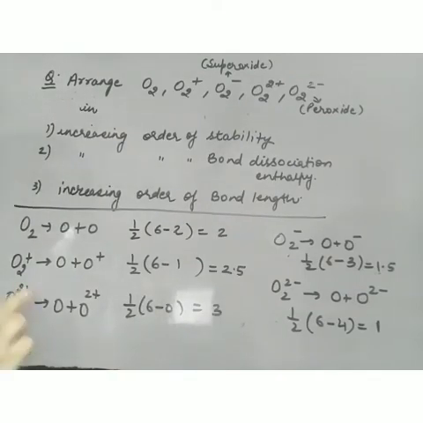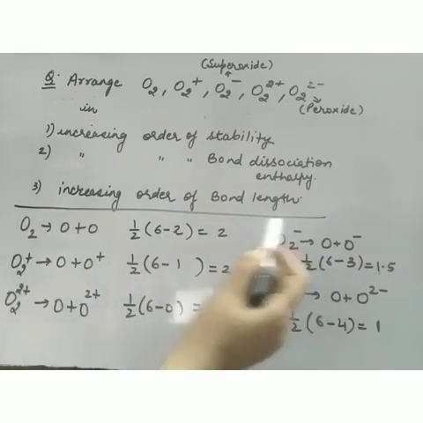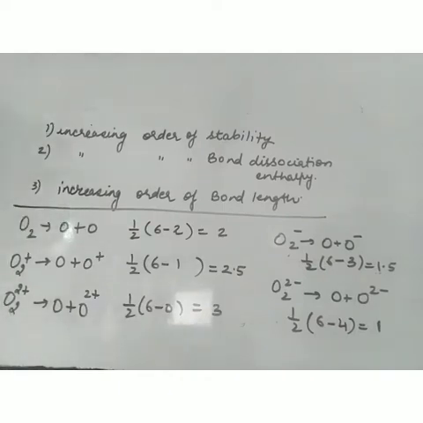Likewise O2 2 plus. Now 2 electrons we have to remove, so these 2 anti-bonding electrons will be removed, and 6 minus 0 is 3. O2 minus, it is O and O minus. One electron we have to add, so half into 6 minus 3, 1.5. And O2 2 minus is O and O2 minus. So 6 minus 4, because 2 electrons we have to add. So the bond order is 1. So we have calculated the bond orders.